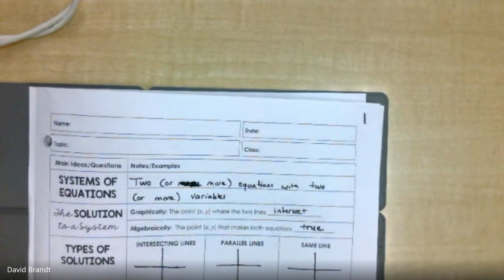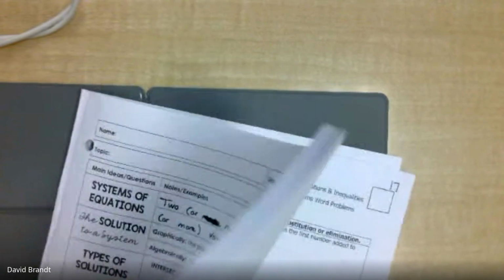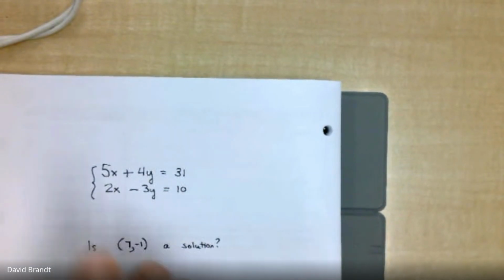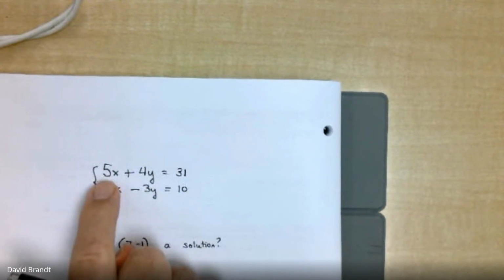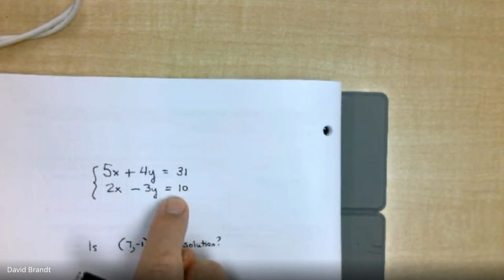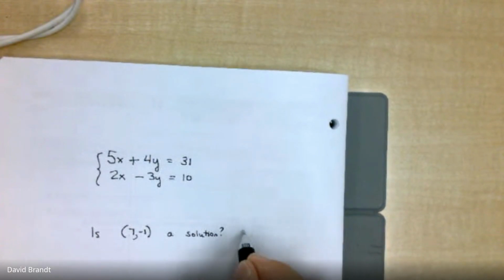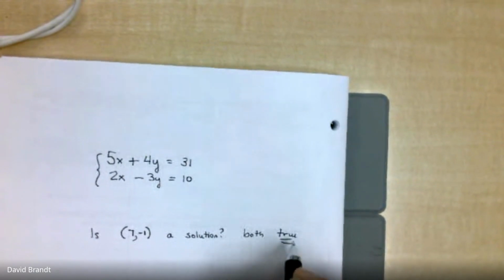But if you're quick at writing that down, I want to show you an example of what a system of equations looks like. Now, on the back, I wrote this on the back of the packet. This is a system of equations. Notice we've got two equations with two variables. We've got an x and a y there and an x and a y there. And the question is, is (7, -1) a solution? In order to be a solution, both of these equations must be true. Both have to be true.